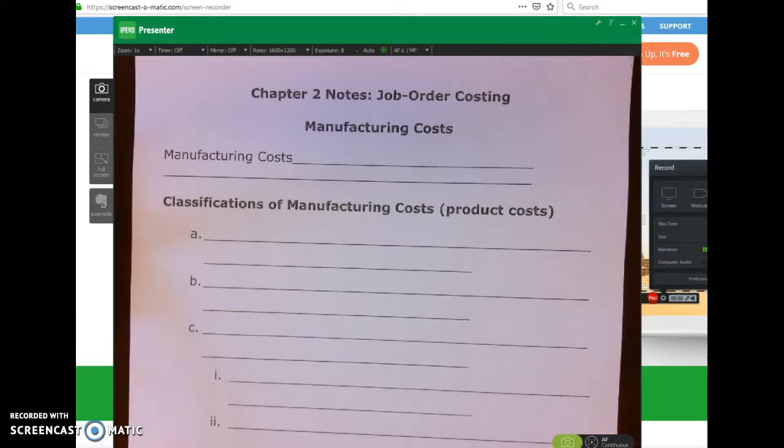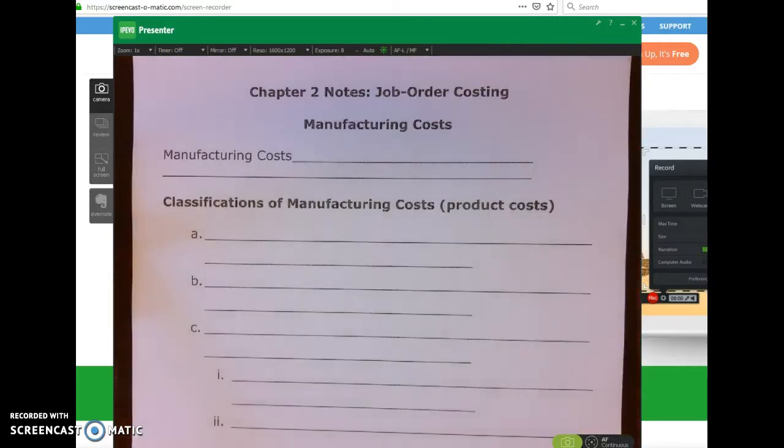Today we're going to talk about job order costing. Job order costing is covered in Chapter 2 of your textbook, and process costing is covered in Chapter 3. Job order costing and process costing are both types of product costing systems. A product costing system is a system that helps us allocate direct materials, direct labor, and manufacturing overhead to the products that we make. We're going to focus on the job order costing system in this series of lecture videos.